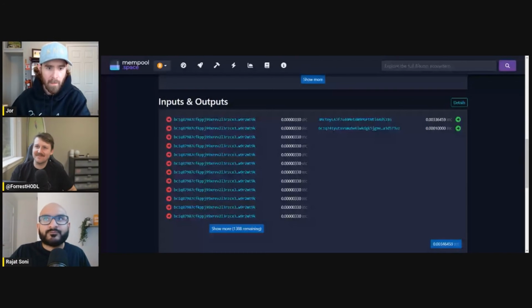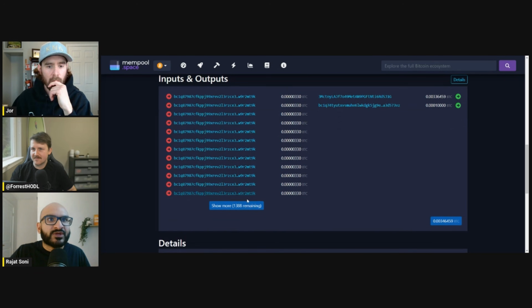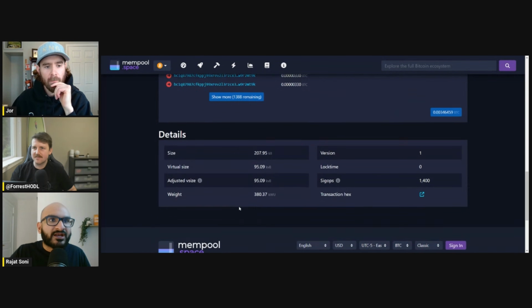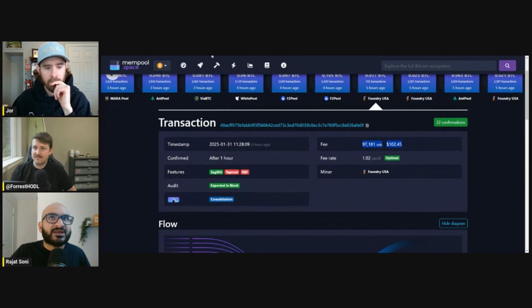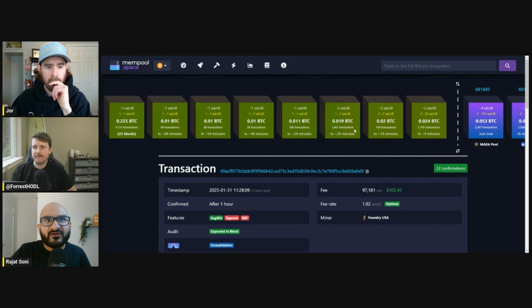Yeah, don't try to consolidate while people are doing ordinals and runes and all of that. And I just want to show one last thing on my screen here. If you have a lot of UTXOs, don't panic too much. Like Jor said, we can see here this was a transaction where we had 1,300, 1,400 UTXOs, and it cost them $100. So if you have a lot of UTXOs, maybe now is the time to figure it out and see what exactly is happening. You can actually set your own transaction fee. You can set it to 1 sat per VByte. I think you're fine. Don't panic too much. Don't worry about it.